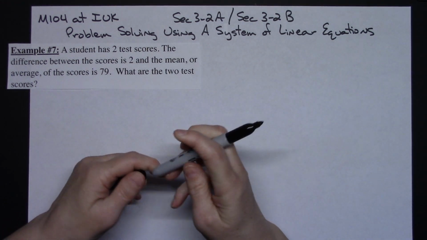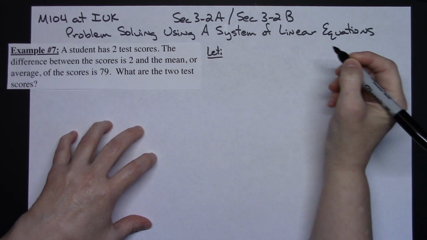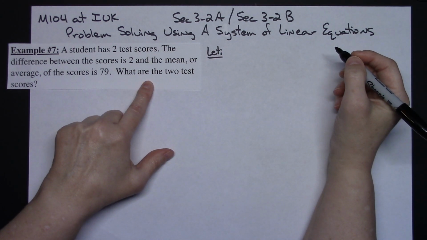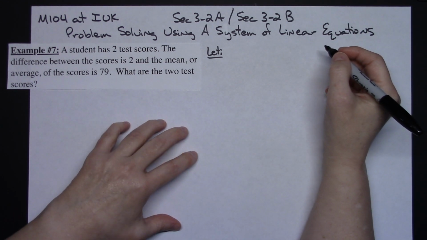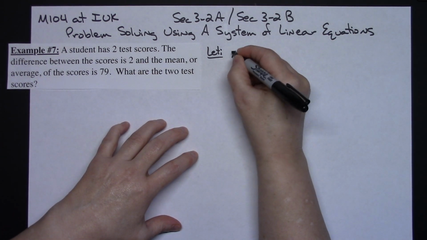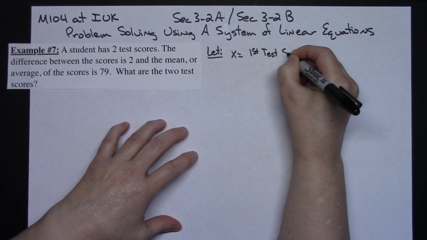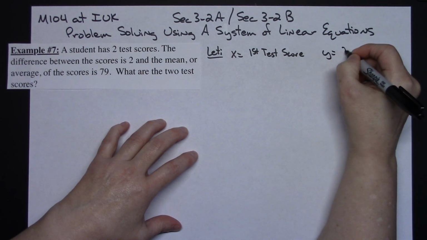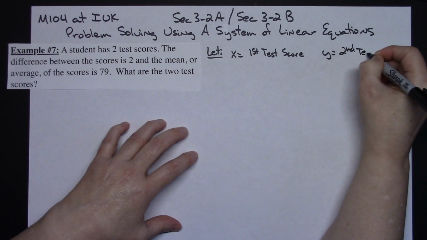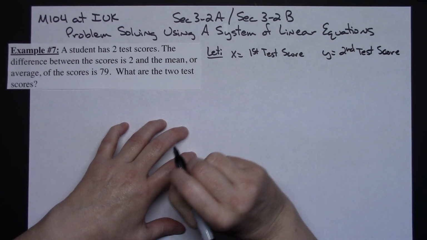Okay, so we always start with defining our variables. You always go to the question, see what the question is asking for. It says, what are the two test scores? So that's how we're going to define our variables. We're going to let x equal the first test score, and we're going to let y equal the second test score. Okay, so we've got our variables defined.